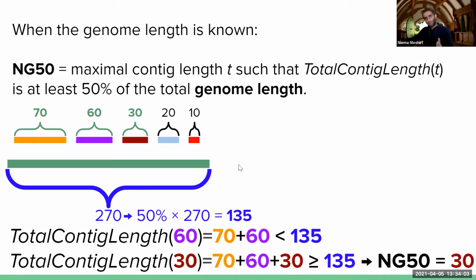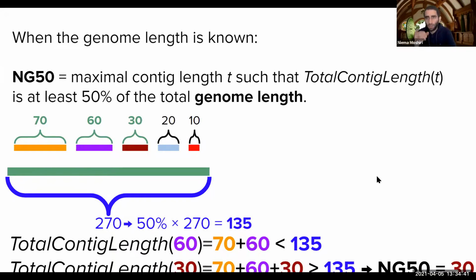So now let me consider the next longest contig. The next longest contig is 30. So total contig length of 30 is 70 plus 60 plus 30, right? That contig plus everything longer than it, which is 160, which is greater than or equal to half the genome length, right? It's greater than or equal to 135. So this tells me that the NG50 is 30. So NG50 is a slightly more accurate metric than the N50 that we can use if we know the true genome length.